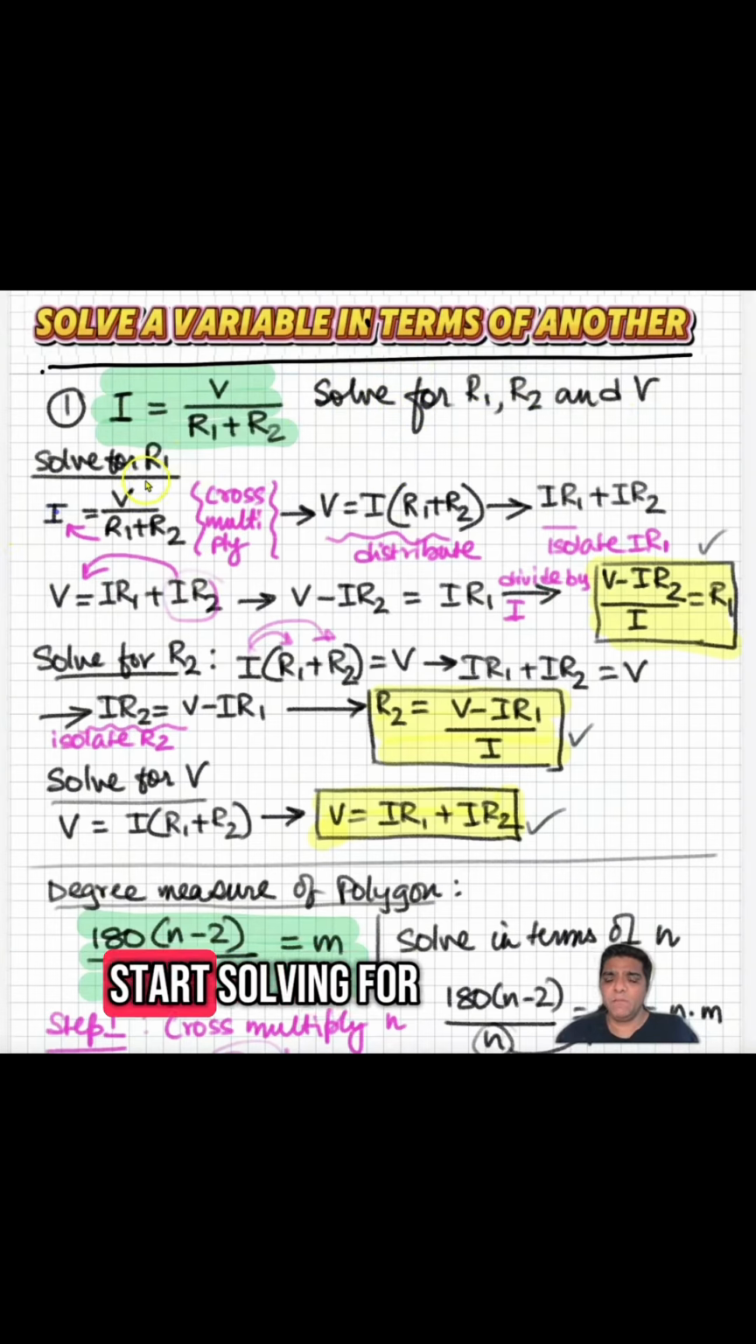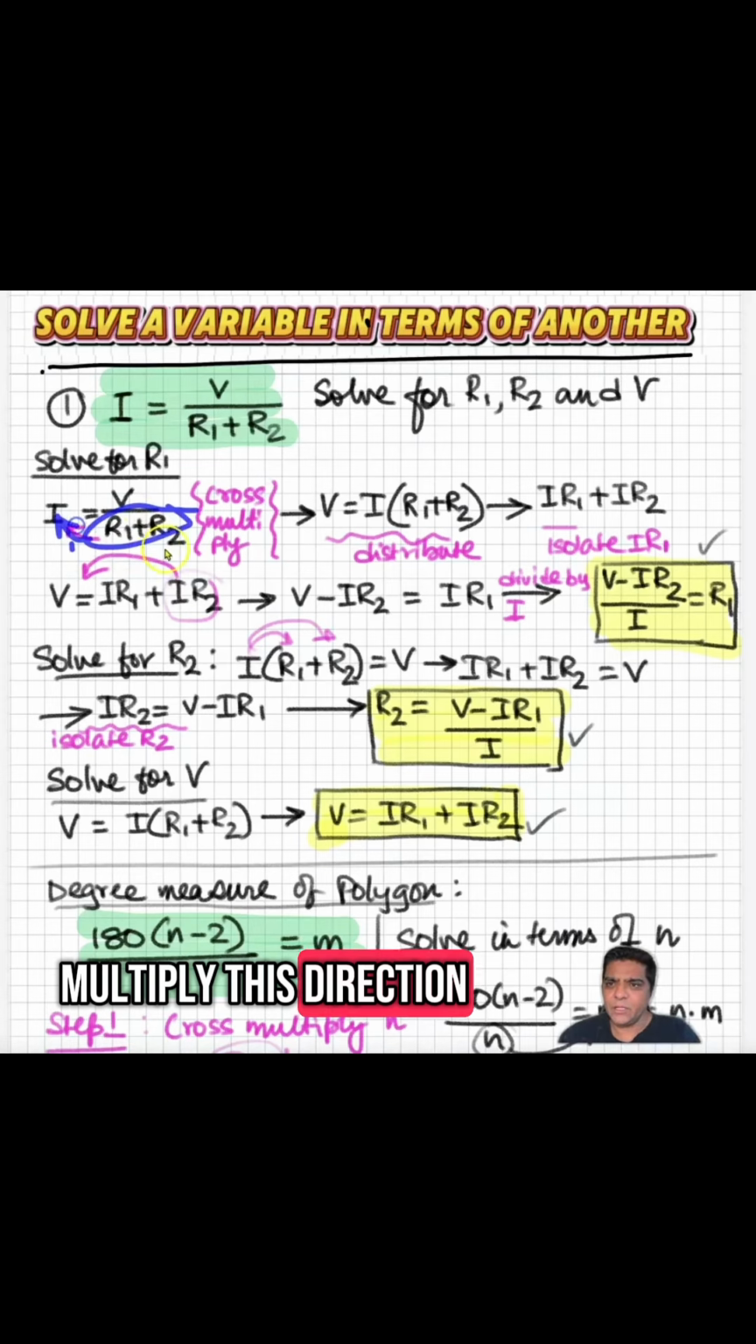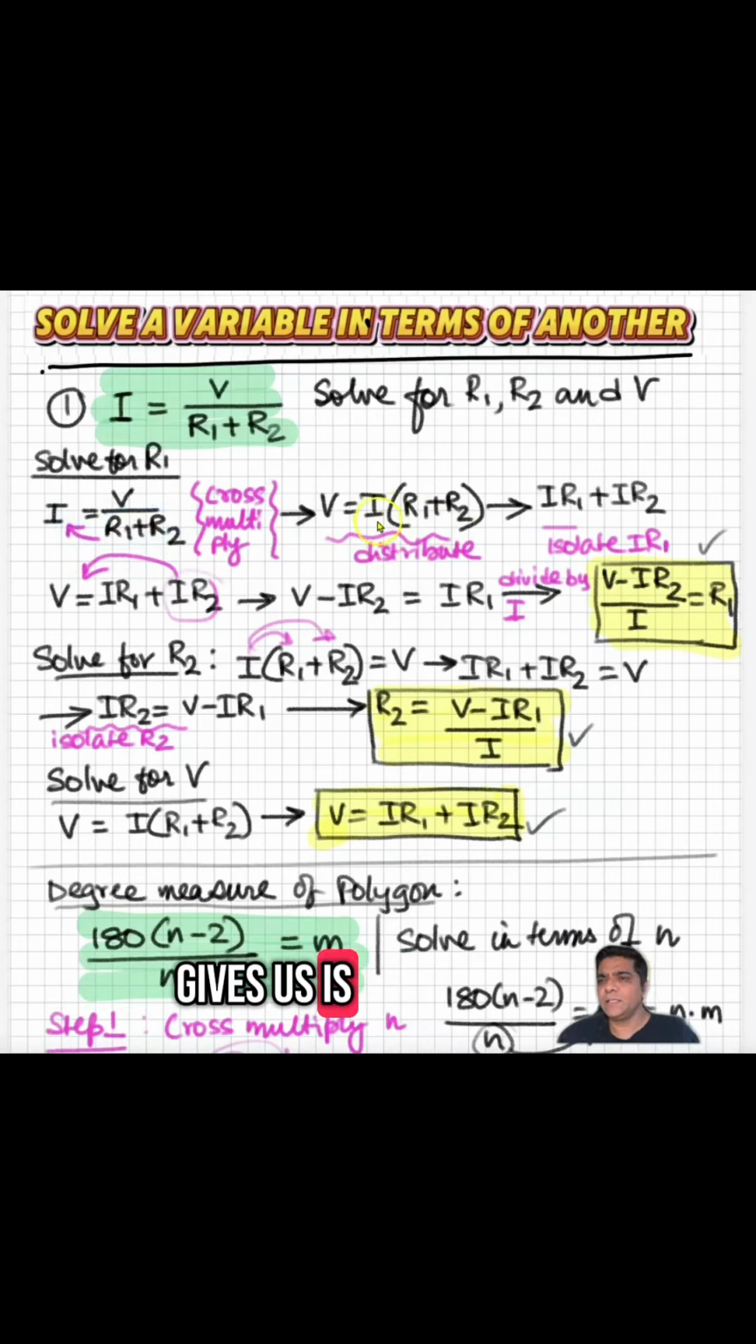Okay, let's start solving for R1 first. When you want to solve for R1, you want to isolate R1 by itself. In order to do that, the first thing we have to do is take this whole thing and cross multiply this direction. What that gives us is V equals I times R1 plus R2.